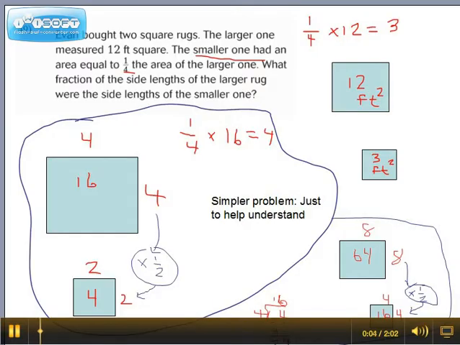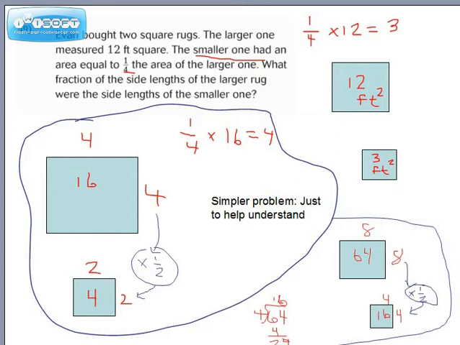This is number 49 in the review packet. Evan bought 2 square rugs. The larger one measured 12 square feet. I drew a picture of it right here. The smaller one had an area equal to 1/4 the area of the larger one. Now 1/4 of 12 would be 3, so I drew that right here. What fraction of the side lengths of the larger rug were the side lengths of the smaller one?